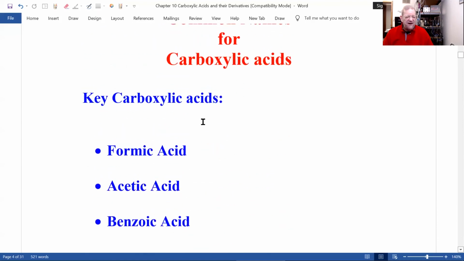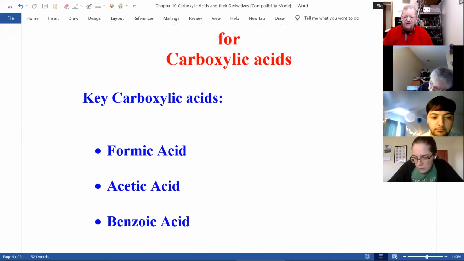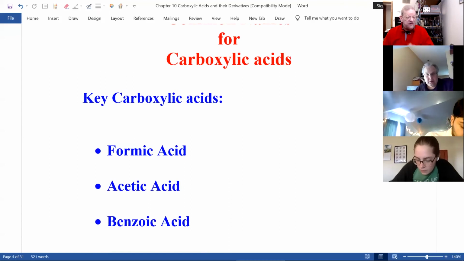Now, there are a couple of common names I would like you to learn the structures of, and that is formic acid, acetic acid, and benzoic acid. It turns out, and I'll mention when I get to it, benzoic acid is also the IUPAC name for carboxylic acid. All right, let's look at formic acid.